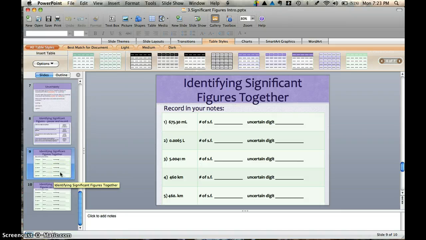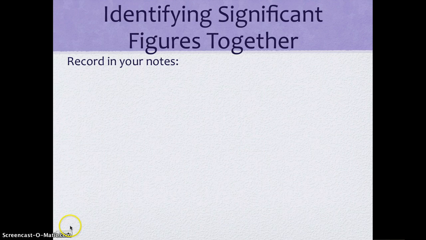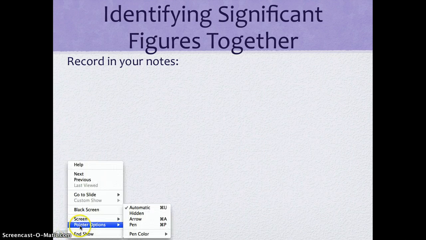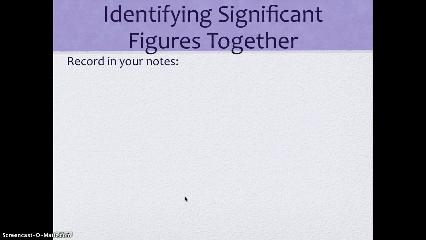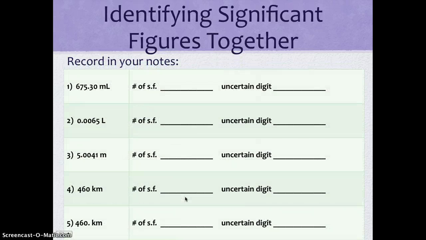So we're going to start over on slide 9 and 10 here, so this shouldn't take too long. As I said, make sure you are recording these questions and the answers in your Cornell notes. Okay, so what we're looking at here are some measured values, and what we're trying to figure out is how many significant figures are present, and we're also looking at what the uncertain digit is.